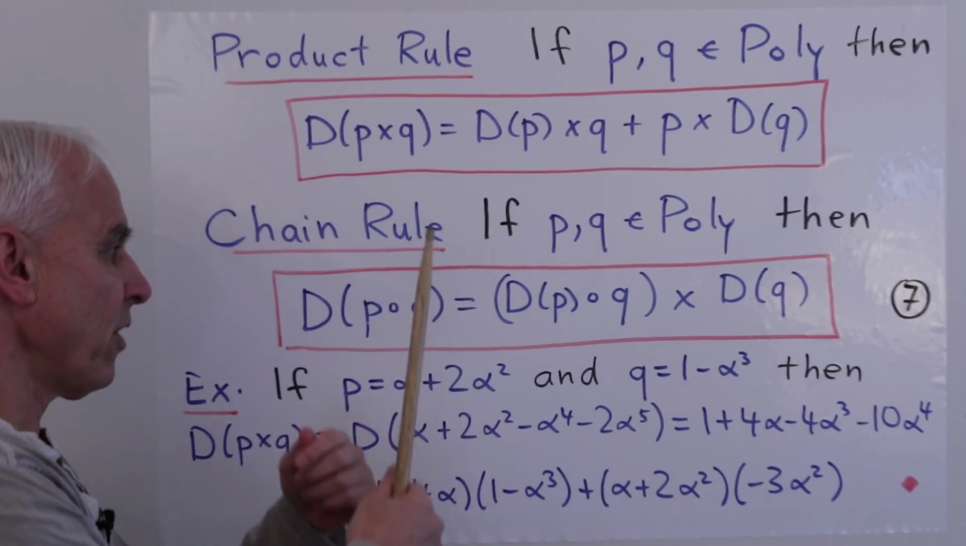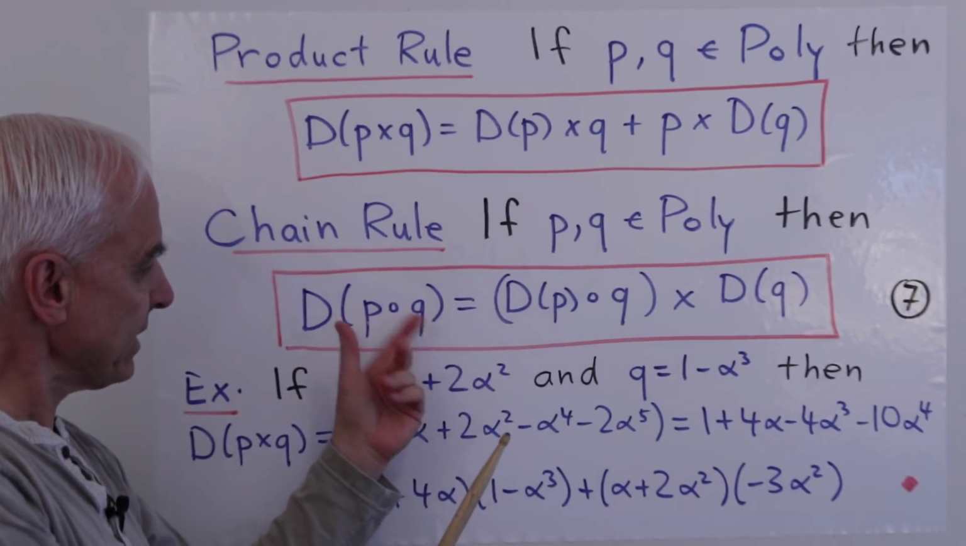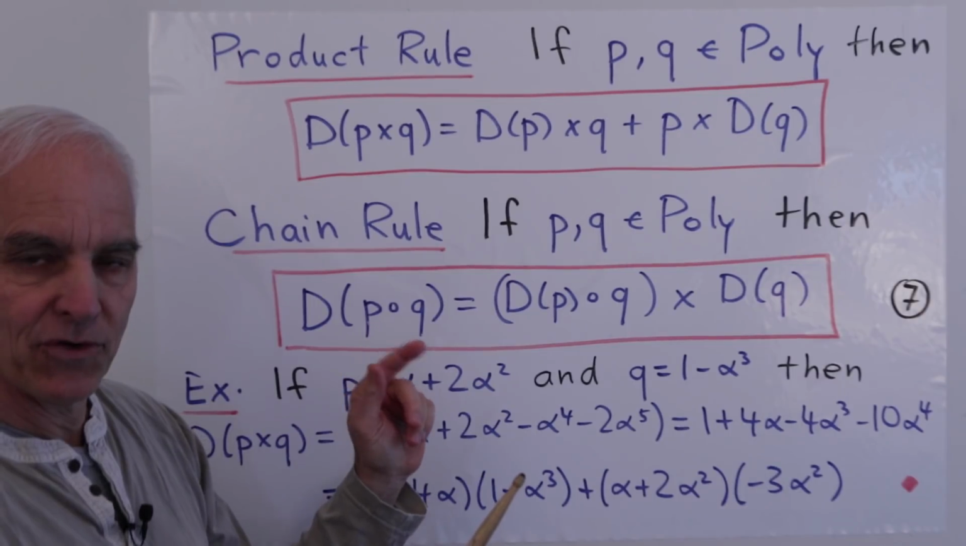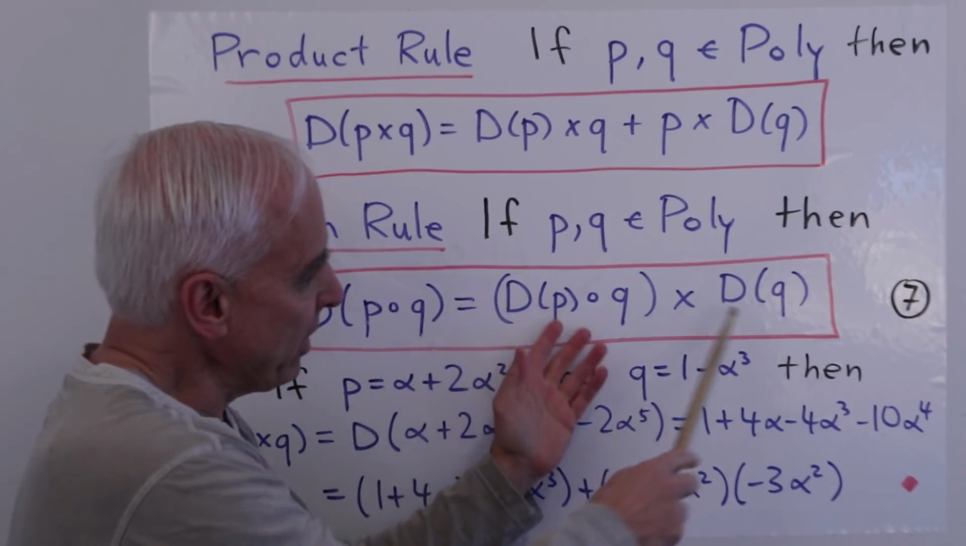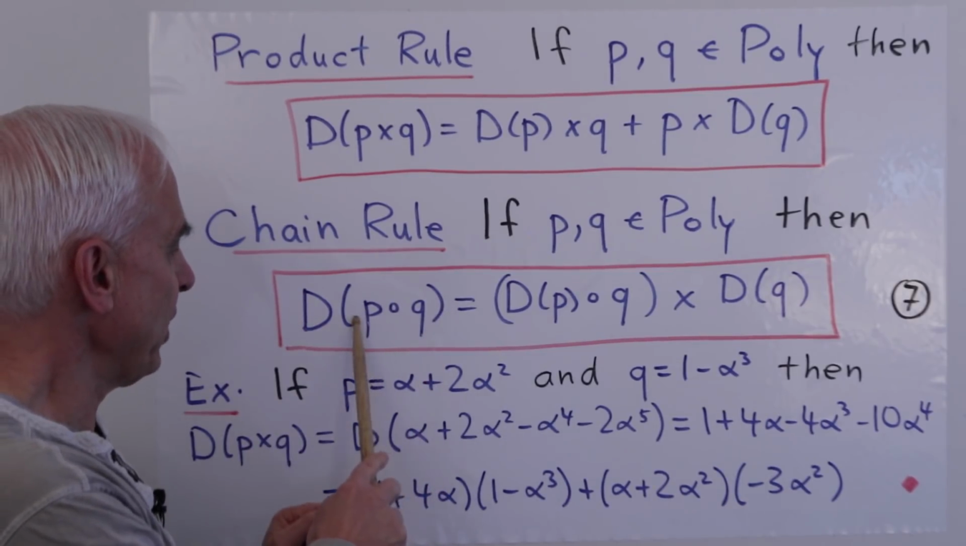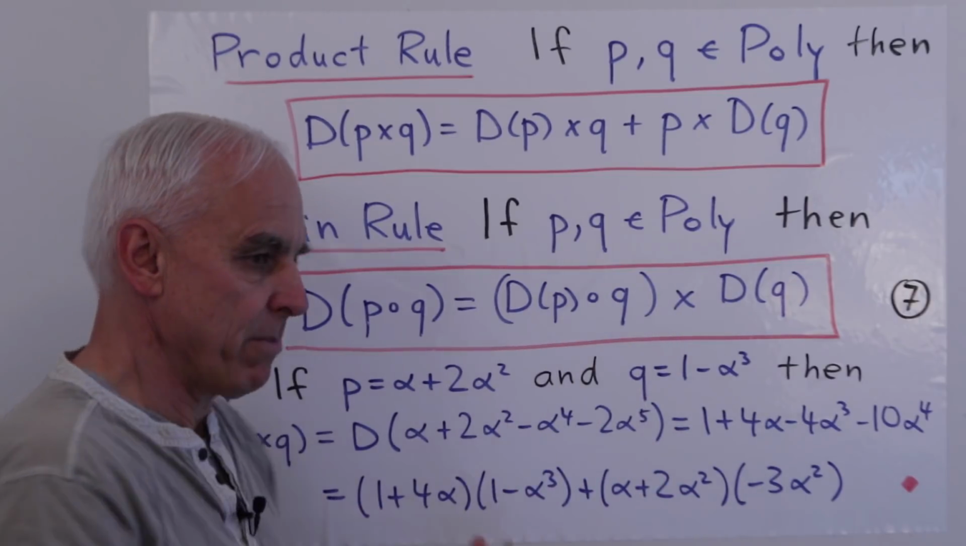So the derivative of p and the derivative of q are both appearing, but because this is not really symmetrical, right? P circle q is not the same as q circle p. They're appearing here in different ways. So we take this expression, we replace the p with d of p, and then to compensate, we multiply by d of q.